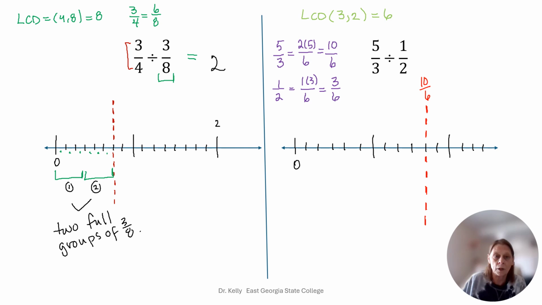Okay, and we're modeling out 10/3. So 1, 2, 3. There's one group. 1, 2, 3. There's another group. 1, 2, 3. There's another group. 1, 2, 3. Finally, that last group.